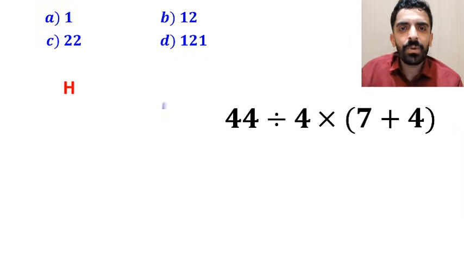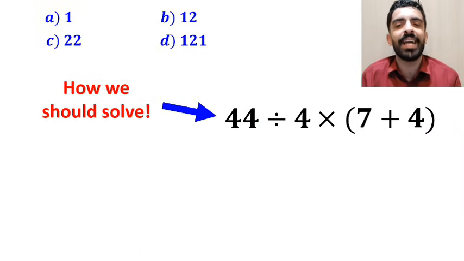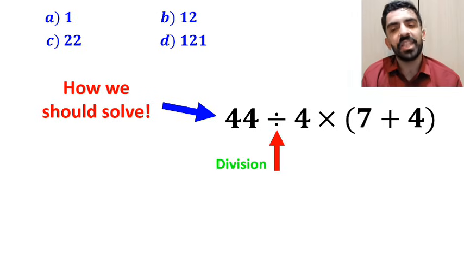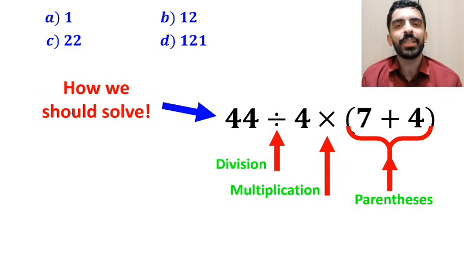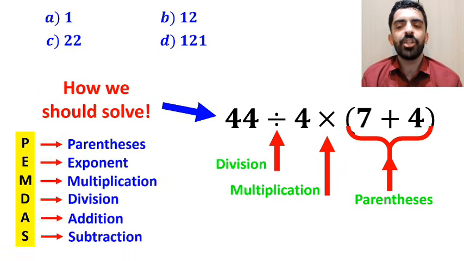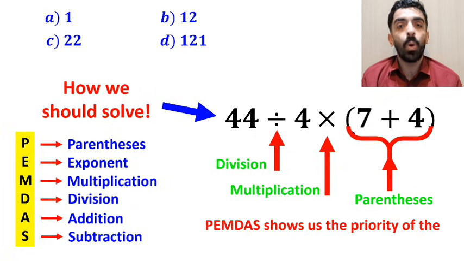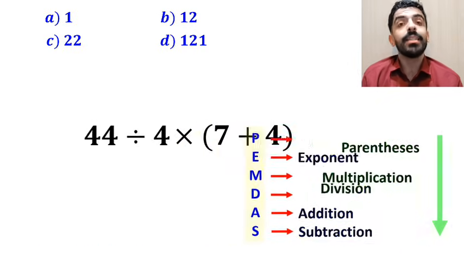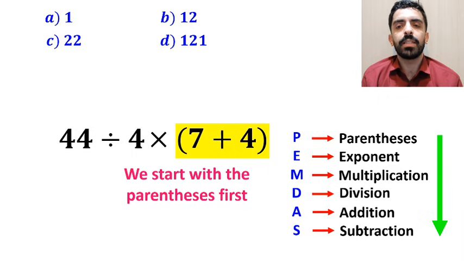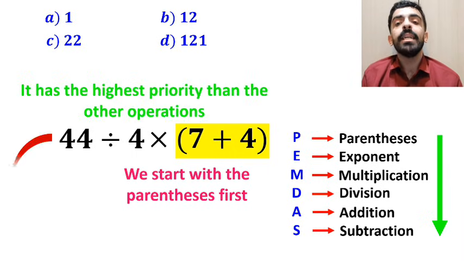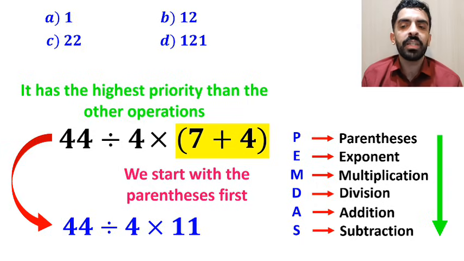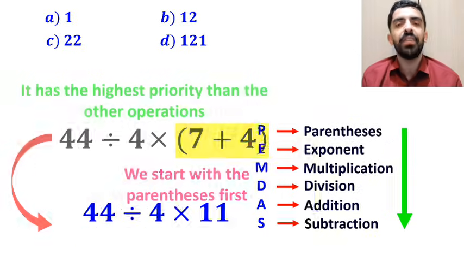Alright, now let's go through this question step by step and solve it together. As you can see on the screen, in this expression, first we have a division sign, followed by a multiplication sign, and finally parentheses. To solve this question, we need to use the PEMDAS rule. PEMDAS shows us the priority of the order of operations. So, we start with the parentheses first, because it has the highest priority than the other operations. Okay, this expression simplifies to 44 divided by 4 multiplied by 11.